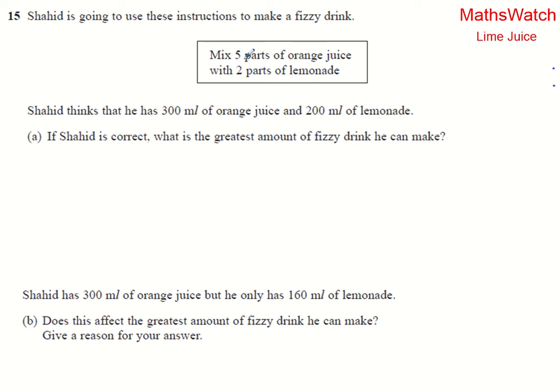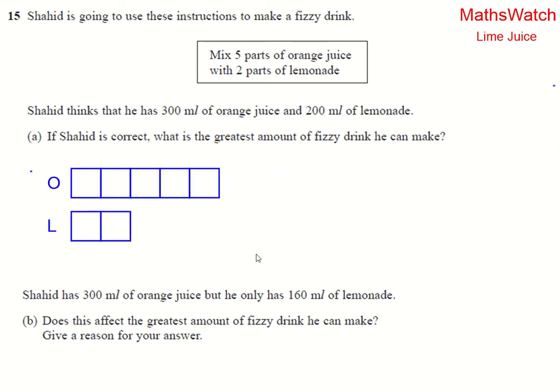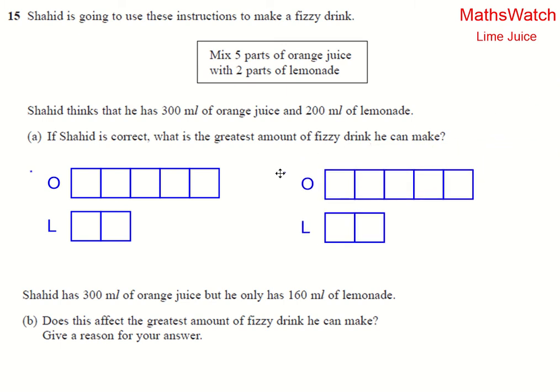Now, whenever we're told how many parts of two different things that we've got, or even more than two things, I tend to draw a bar model. So the bar model for this particular question would look like this. So we've got orange juice with its 5 parts and lemonade with its 2 parts. Now, usually when you have a question like this, you are only told one quantity, one amount. Since we are told 2 different amounts, so an amount for orange juice and an amount for lemonade, that means we actually have to do this question twice and use one number in each part.